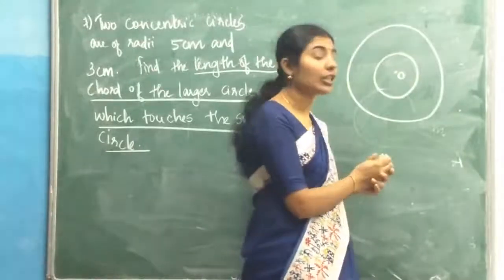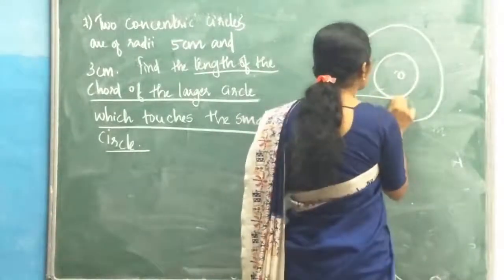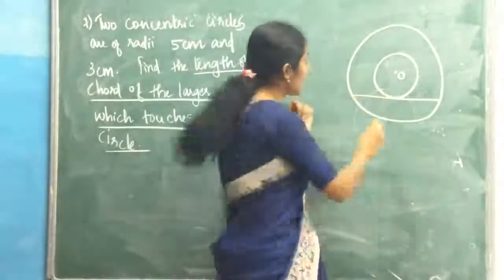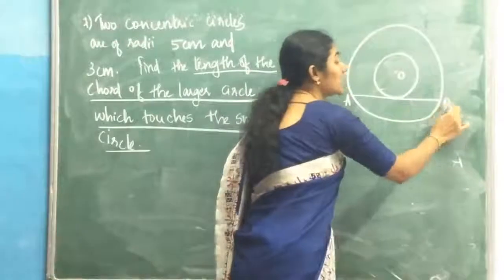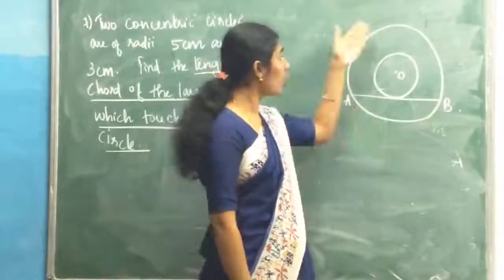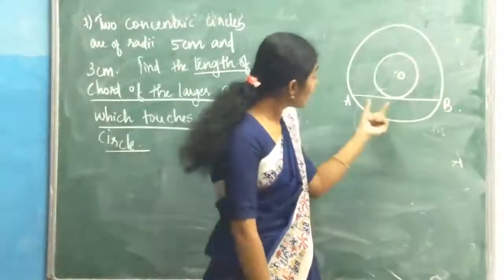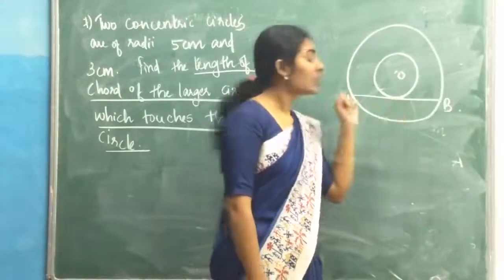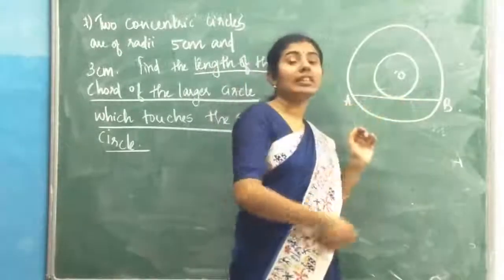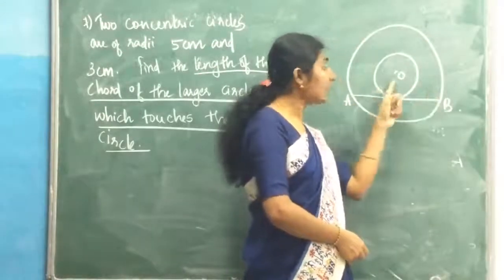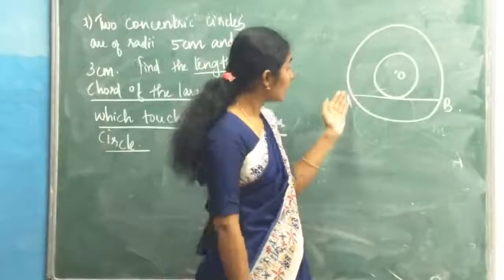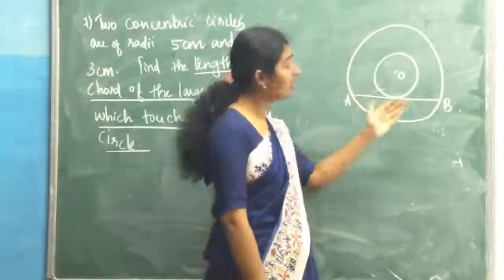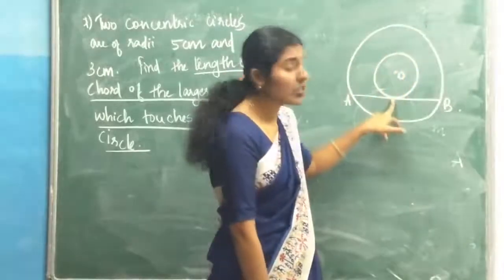So how can you draw the chord? You should draw it like this. See here, this one is the chord. We can give the name AB. See here, AB is the chord of this larger circle. But you can see this chord is touching the smaller circle, isn't it? Now when you see it like this, AB is the tangent of the smaller circle. See this given figure, AB is the chord of the larger circle that is touching the smaller circle.